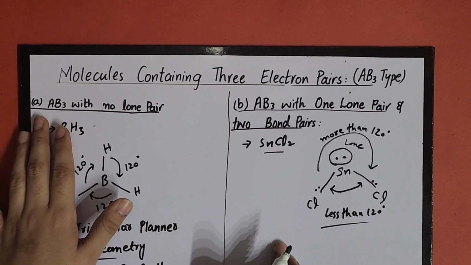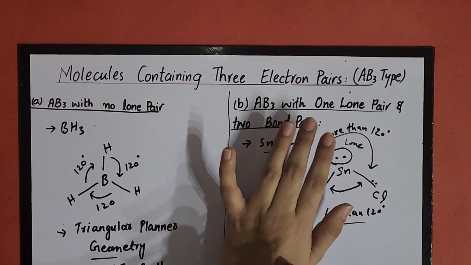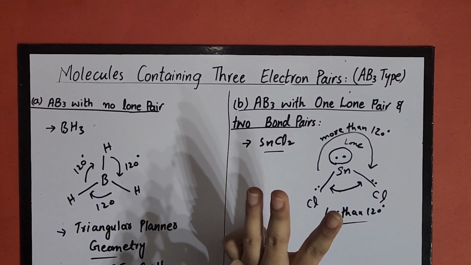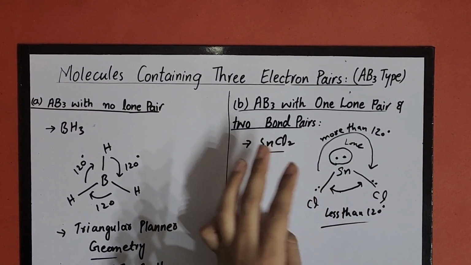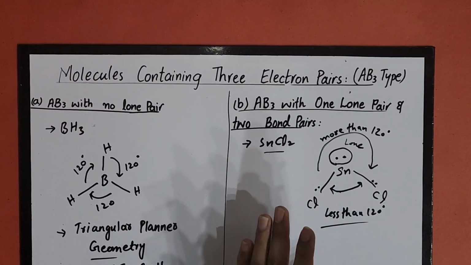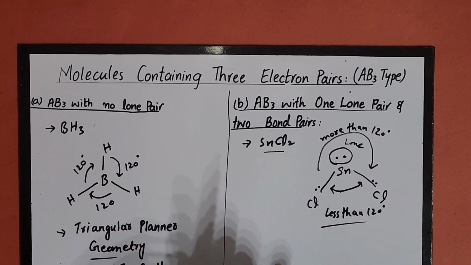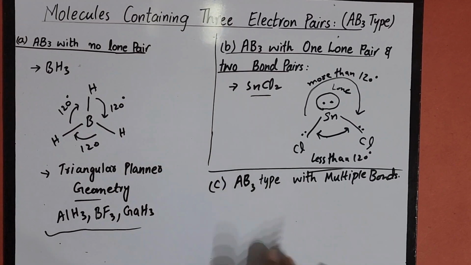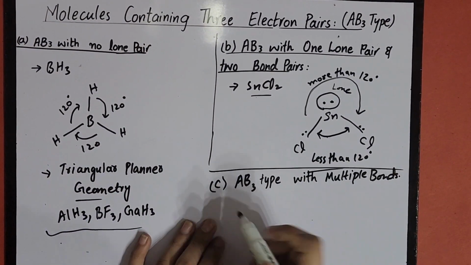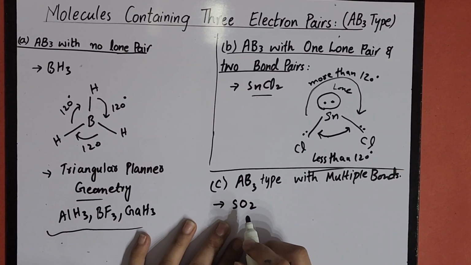Other than AB3 with no lone pair and AB3 with 1 lone pair and 2 bonded pairs, there is a third structure of molecules containing 3 electron pairs, AB3 type with multiple bonds. Let's discuss what it is. Here is the AB3 type with multiple bonds. Take SO2 as an example.